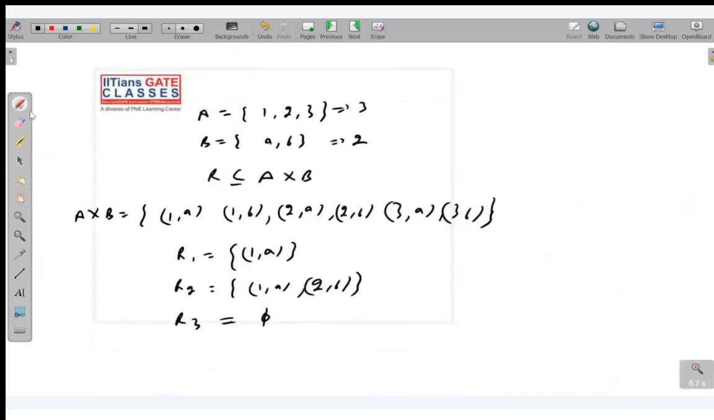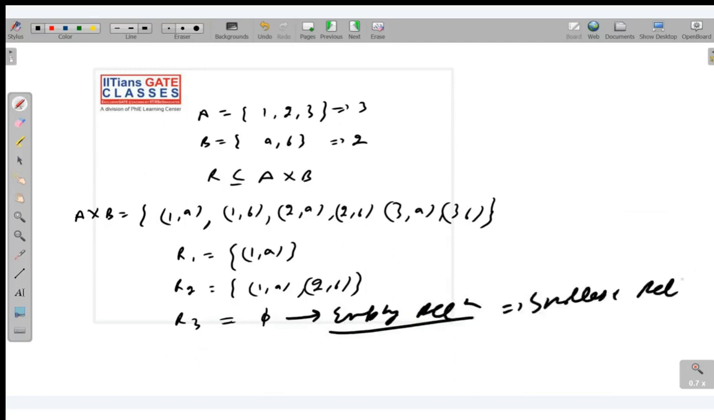So now you simply take any subset of it. That's it. You take any subset of it, that will be a relation. You take just one element like this. You take two elements (1, a), (2, b), (1, 2, b). Yes, this is also a relation R2. R3 is the empty relation. That is also a relation because A cross B is after all a set. Yeah, very good. Phi is a subset of every set, so obviously it will be a relation. And this is known as the empty relation. Empty relation is the smallest relation possible.